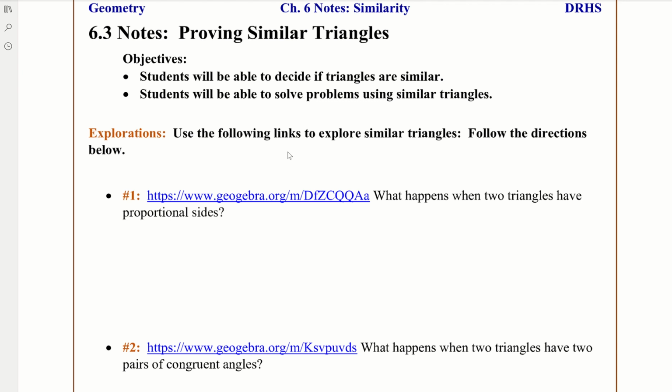All right, everybody, here we are at lesson 6.3 for geometry. Fun times. Okay, so oh my gosh, you guys are gonna not love this.